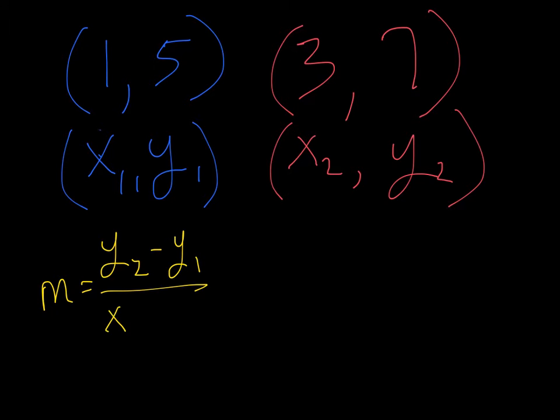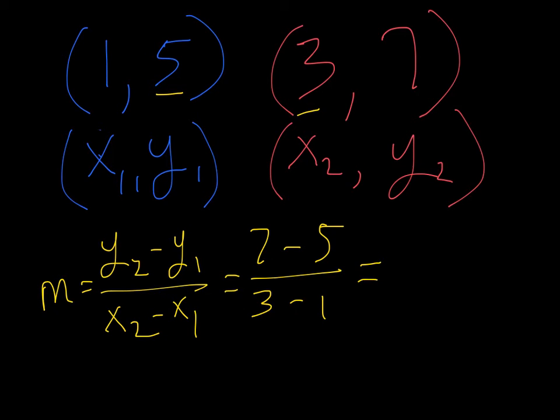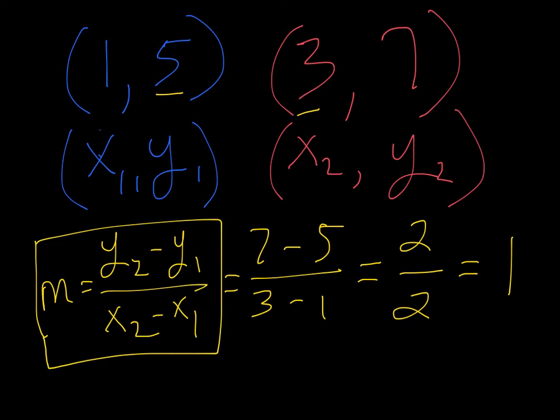y1 over x2 minus x1 equals, well, y2 is 7, so 7 minus y1 is 5 over x2 is 3 minus x1, which is 1. 7 minus 5 is 2. 3 minus 1 is 2. 2 over 2 is 1. So m equals 1. So you could have these two points, and you could find the slope using this equation, m equals y2 minus y1 over x2 minus x1, which definitely needs to be in your notes. And you could find that the slope is 1.